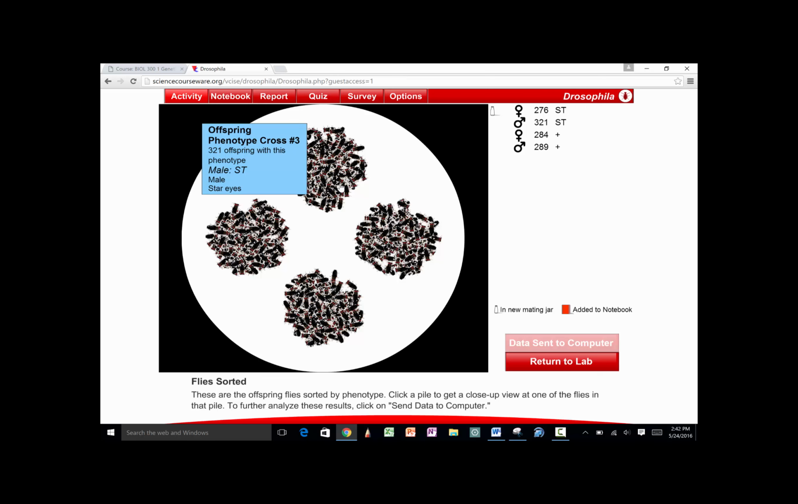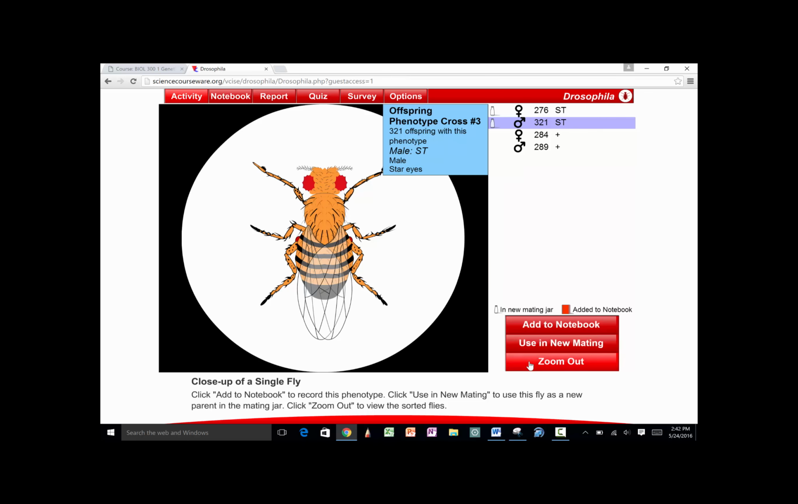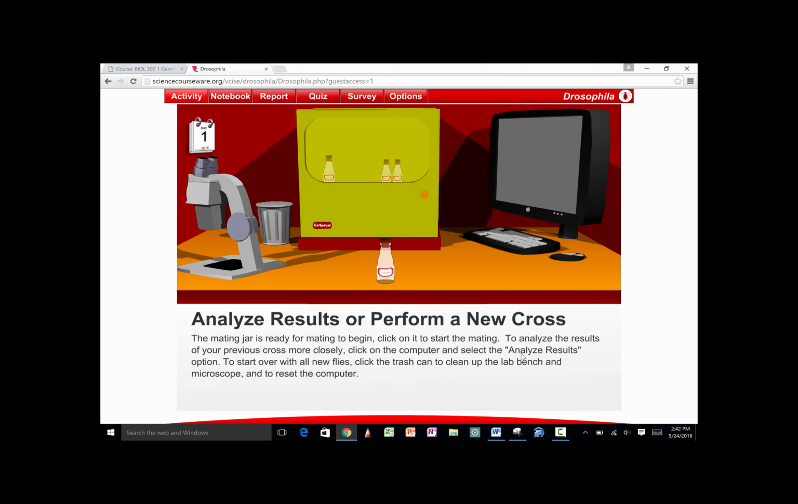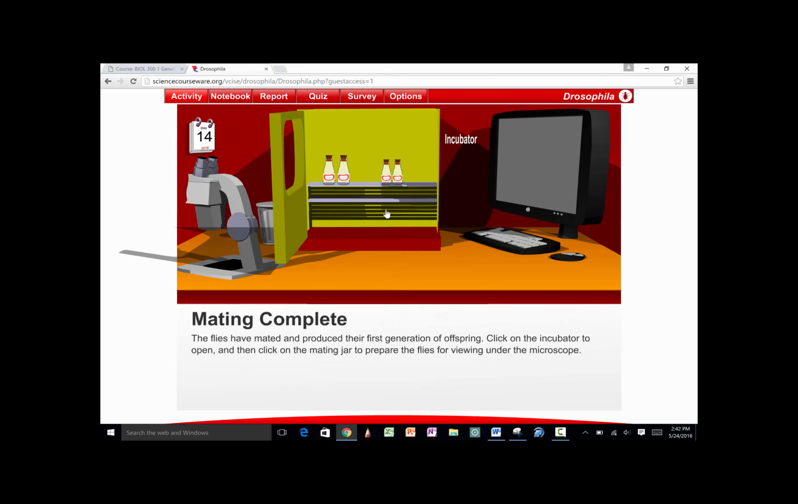And we want to do a monohybrid cross because that's going to give us more information. So grab that guy, use them in new mating. Okay. Zoom out. Turn to the lab. We got our new mating thing, which is 2 stars mated together. And both these stars are the F1, and we suspect that they're heterozygous.